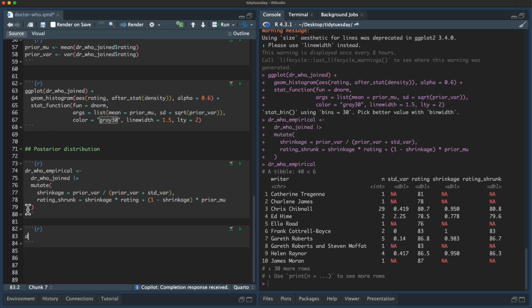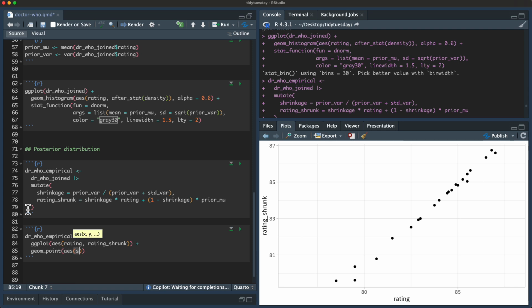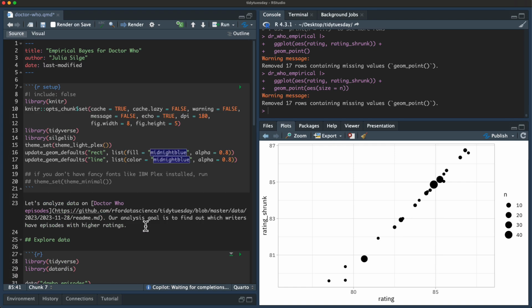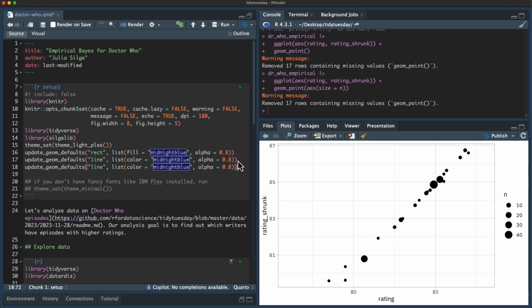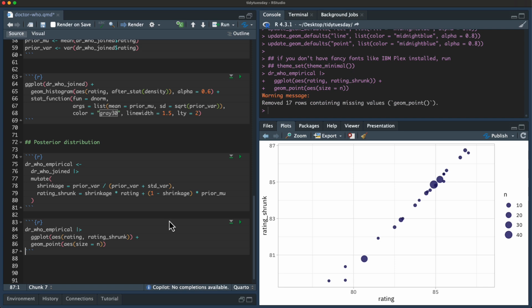So let's make a visualization here. I'm going to put the observed rating on the x-axis, and then the shrunk rating, this is the empirical Bayes rating, on the y-axis like this. And then I am going to put points. Let's make the points have a certain size like this, so we can see which ones have a lot and which ones only have a few. Let's make a point like that. Okay, nice. So we can see where these all are.